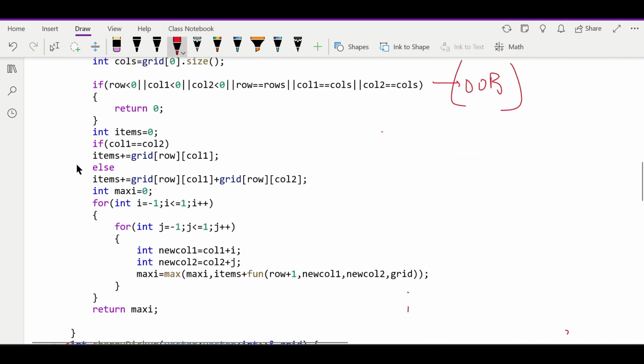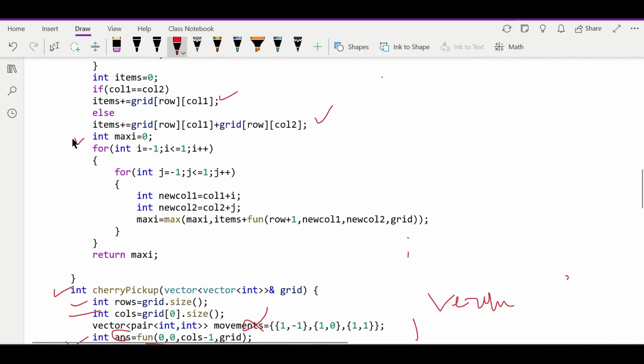And just as we discussed in the logic, I have just taken items, or you can also take cherries, of that current cell. What I have done: if the column is the same, just consider one of the robots' cherries. Just consider the cherries one time only if both the columns are the same, which means that both the robots are on the same cell, right? Then consider that cherry only once. And in the else case, both the robots are on different cells, then consider both of them, obviously, right?